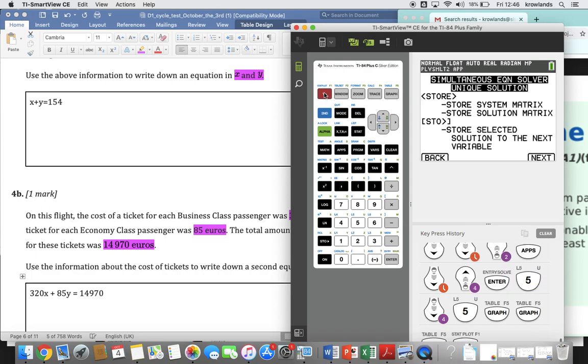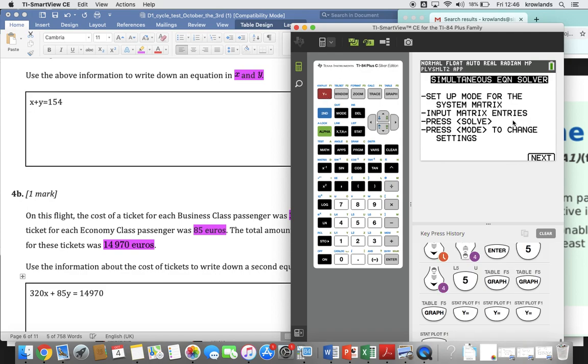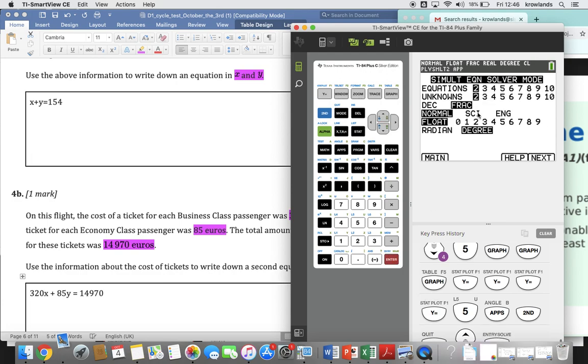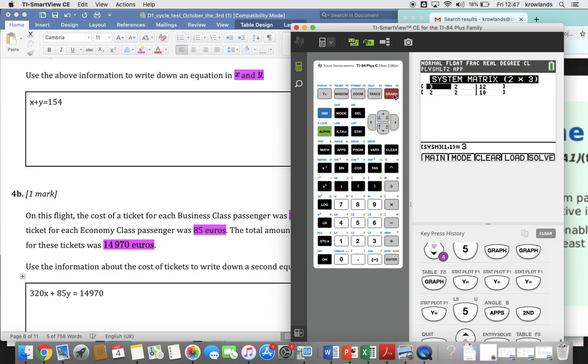And it looks like I've got a slight problem here. So I'm going to go back to the original menu. So I'm going to go into apps. And rather than simultaneous equation solver help, I need to go into the simultaneous equation solver. So I need to go back up to number 2. There are 2 equations, 1, 2. There are 2 unknowns, X and Y. So now I press next. Then I enter my values into the matrix.